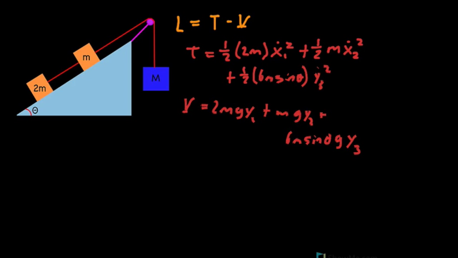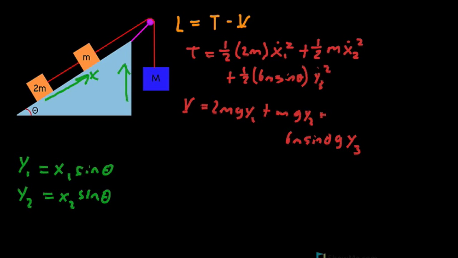Now that we've figured out our Lagrangian, it's time to find our constraint functions. And so these functions actually define the system we're in. And in this case, we know that one constraint function has to be y1 related to x1 by trigonometry. And so y1 equals x1 sine theta. And similarly, y2 equals x2 sine theta. Because recall that the x direction we're calling in line with the plane, and the y direction we're calling vertical.